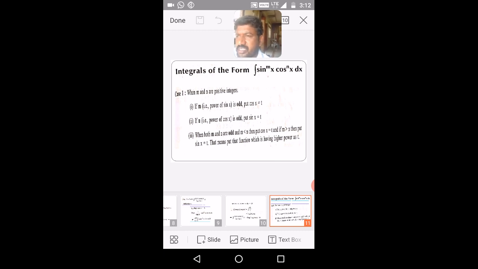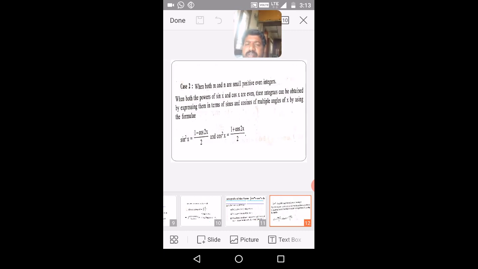In that case, the function having the even power should be substituted by another variable, say t. But if both functions sin x and cos x have odd powers, then the function having the higher power should be substituted with t. So that is the final conclusion. Using that, you have to solve this integral.